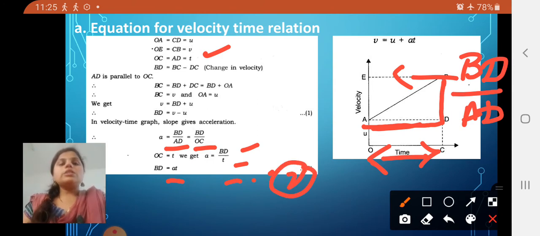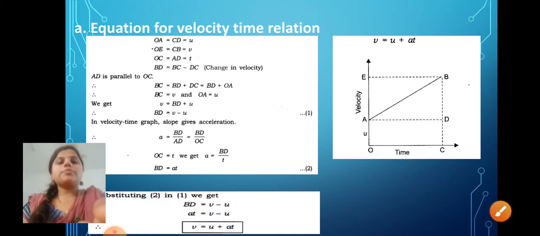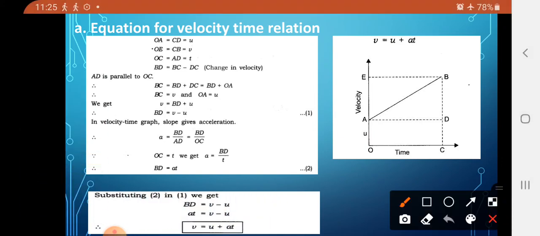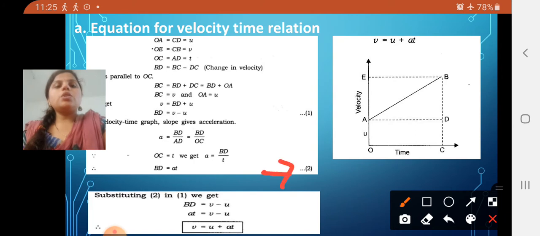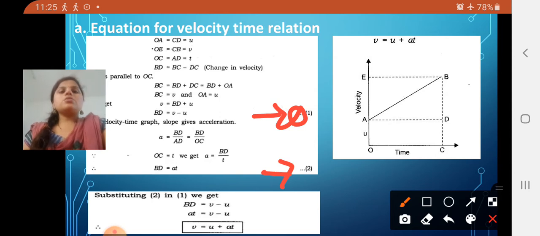Now let's check the third thing. Now put equation number 2 in equation number 1. BD is equal to V minus U, and BD is equal to AT. So V minus U is equal to AT, just resubstitute the equation. So we get V is equal to U plus AT. So it is a relation between the velocity, the acceleration and the time.